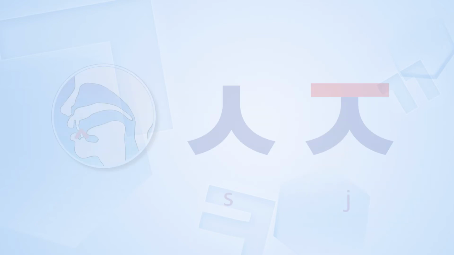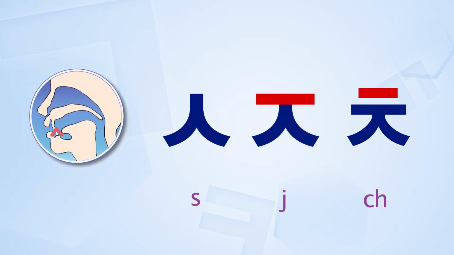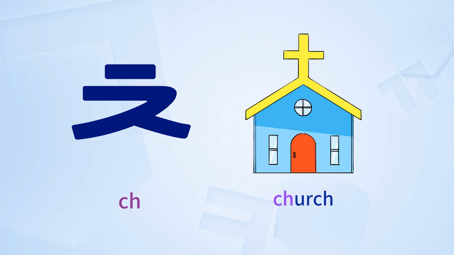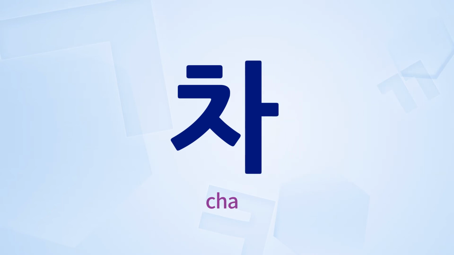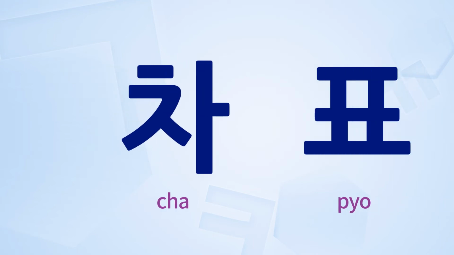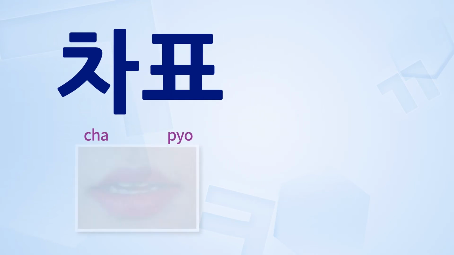The letter chiot is made by adding another stroke on top of jiot. Ch is an affricate with a stronger aspirated sound than j. Shaped like a church, ch is pronounced similarly to ch in church. When a is added to ch, it becomes the syllable cha. When pyo is combined with cha, it becomes chapyo, which means bus ticket.